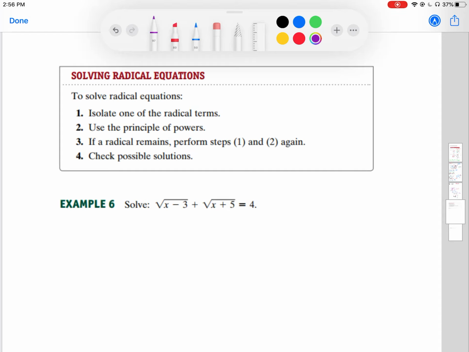All right, let's go ahead and do this problem. So we want to solve for a radical, but we see that we have two radicals. Now our first step says to isolate one of them. It doesn't matter which one. Use whichever one you think would work best for you. So let's get one radical by itself. Let's subtract one of them. So minus square root of x plus 5.